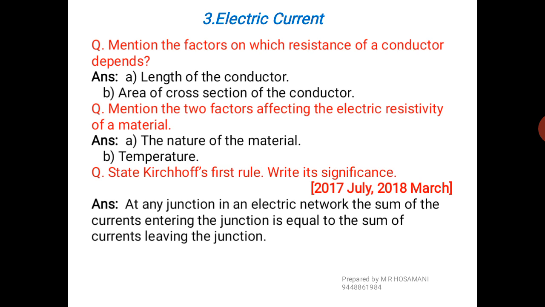At any junction in an electric network, the sum of the currents entering the junction is equal to the sum of currents leaving the junction. Significance is law of conservation of charge.